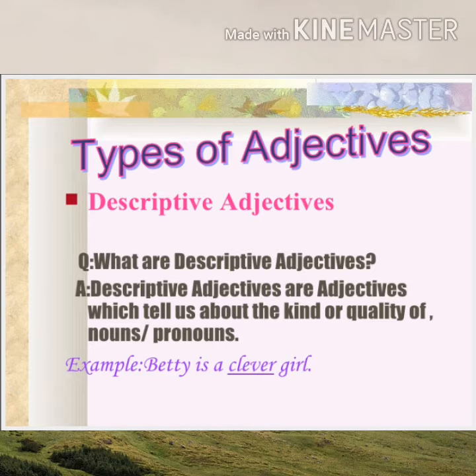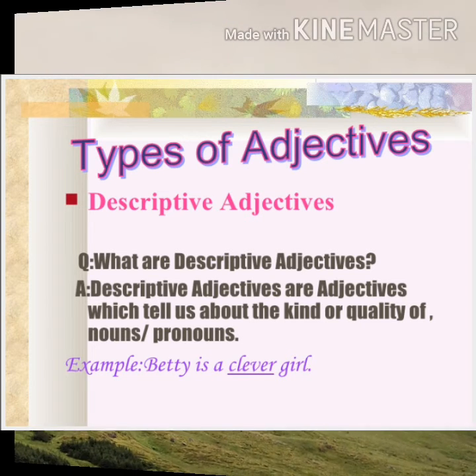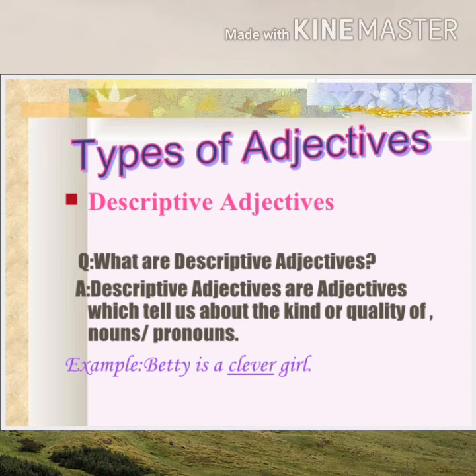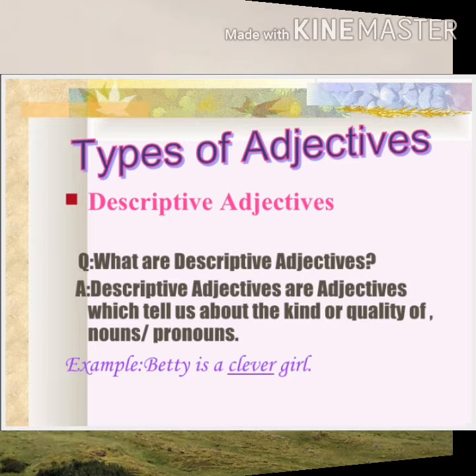Descriptive adjectives. What are descriptive adjectives? Descriptive adjectives are adjectives which tell us about the kind or quality of a noun or pronoun. For example, Betty is a clever girl. So here the girl is clever. That's why clever is called a descriptive adjective.